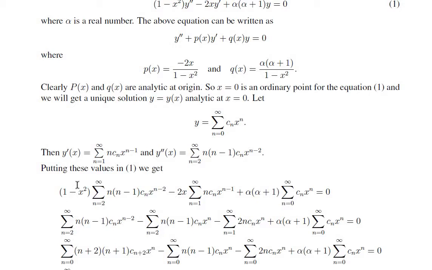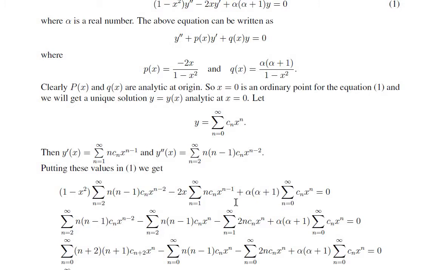So first we will put this 1 minus x square into this, minus 2x into the first term, and then alpha into this term. We have put all the values of y' and y''. So we have multiplied this. So 1 with this is 1 minus x square. It goes inside and it becomes x to the power n. This x also we have taken inside, so it is 2n cn x to the power n.